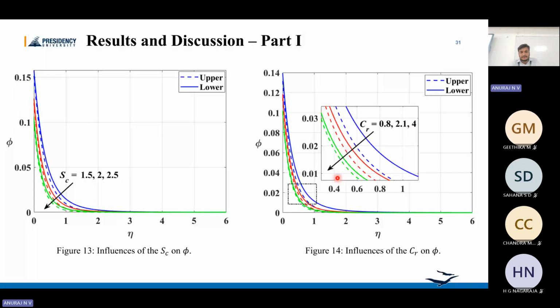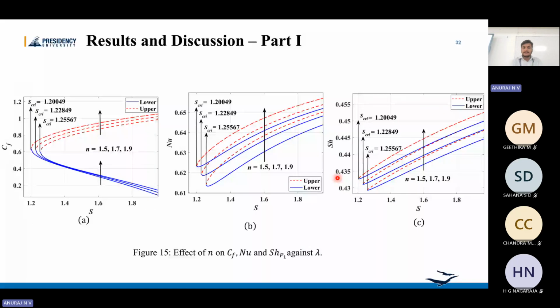Two natures only, but we should know which one we should take, which profile we should take. Similarly, till now I discussed the temperature, velocity and concentration profiles. Now, when we come to physical quantities, here we can see the skin friction, Nusselt number and Sherwood number. For the nonlinear stretching index, N is the nonlinear stretching index.